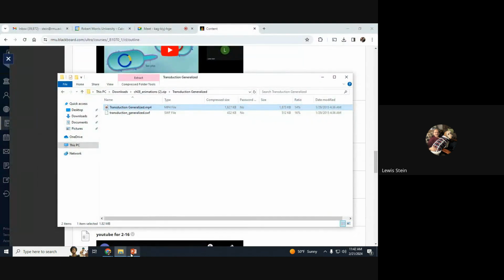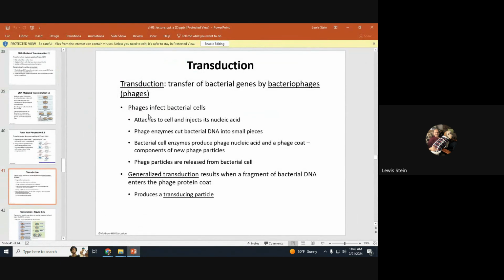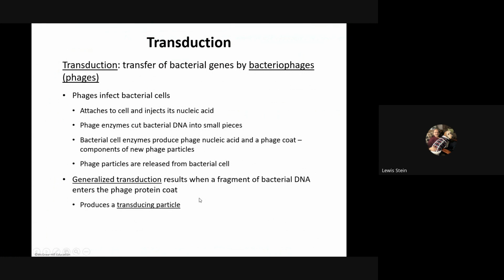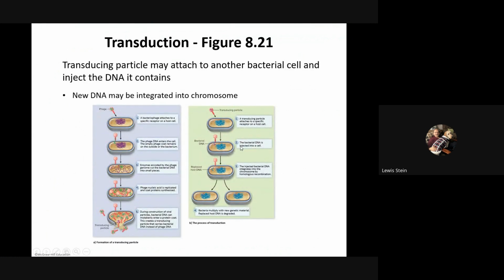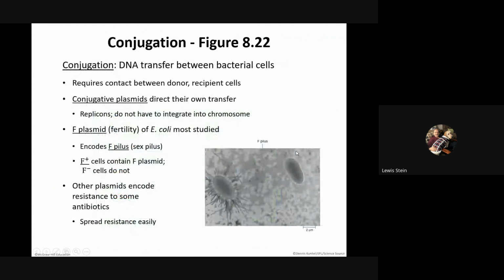So as we go back toward the PowerPoint and look at this, so the phage infects it, attaches, and so on. Generalized transduction results when a fragment enters a phage protein coat, and the fancy name is transducing particle. So that's not a big deal. And they're just showing the same kind of illustration that you saw before for transduction. So there's not a lot else to say for now until in the next chapter we explore the bacteriophage virus a little bit more, which leads us to the most common by far, conjugation.